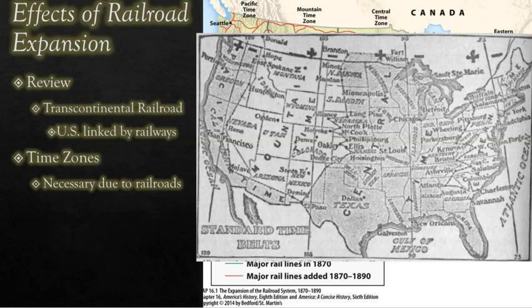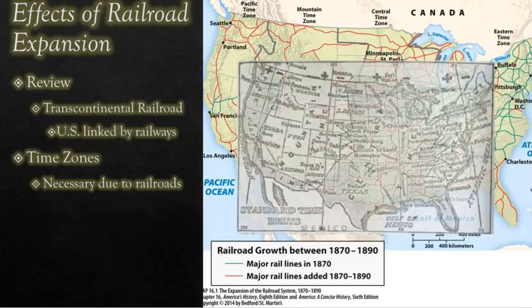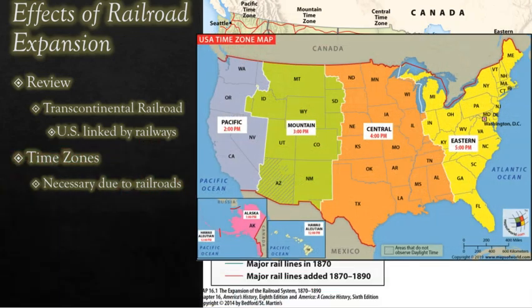In this map, you can see the time zones of the United States in 1913. They are way different than the time zones today, which you can see here in this map.